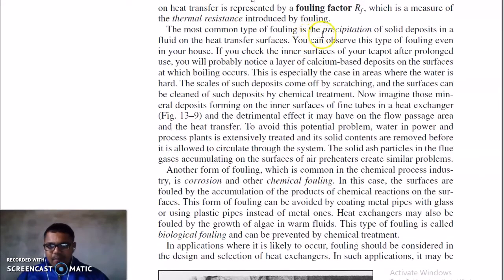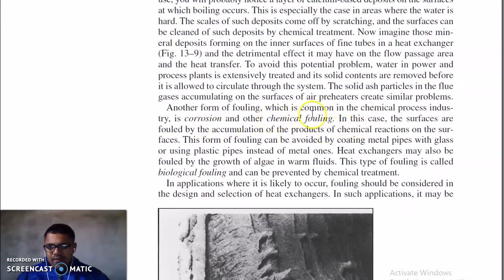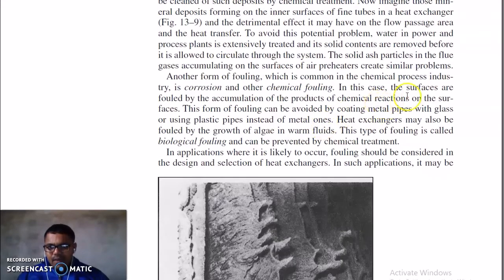The fouling can be of any type: precipitation of solid deposits from the fluid on the heat transfer surface. If you check the inner surface of your teapot, it has some calcium based deposits, which is the case with hard water. In the case of chemical flow, the fouling can be of corrosion type. Another form of fouling which is common in the chemical process industry is corrosion, and this is called chemical fouling. In this case the surfaces are fouled by the accumulation of products of chemical reactions on the surface. This form of fouling can be avoided by coating metal pipes with glass or by using plastic pipes.